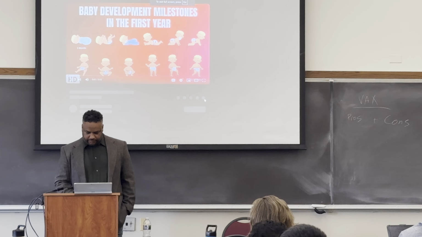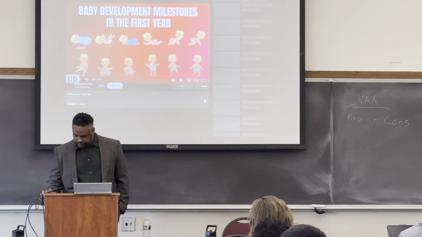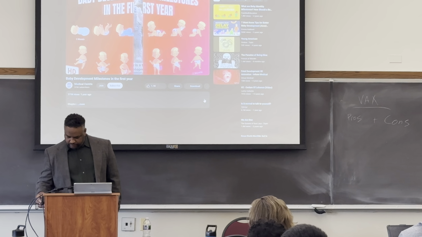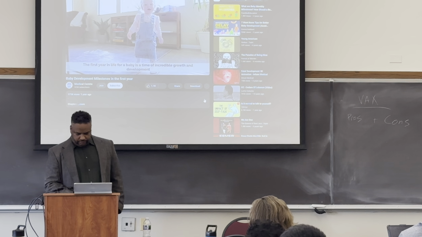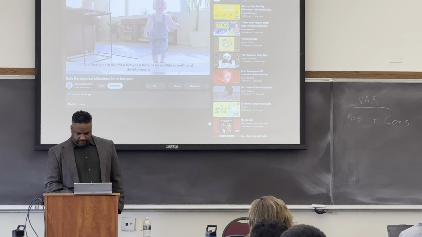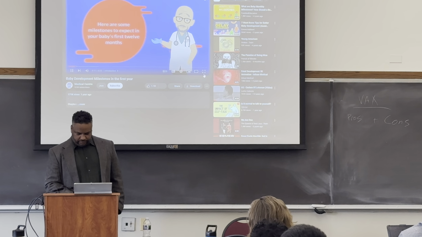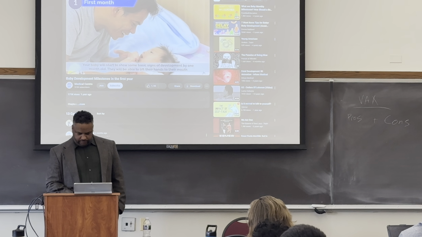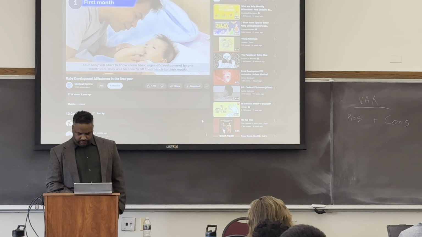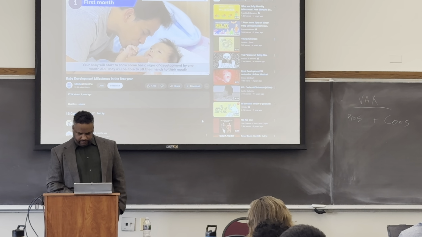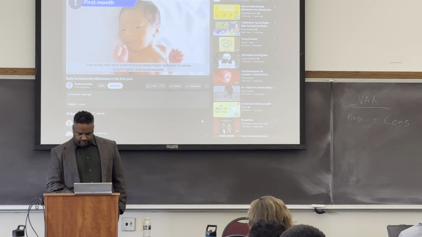Today's video topic is baby development milestones in the first year. The first year of life for a baby is a time of incredible growth and development. Here are some milestones to expect in your baby's first 12 months. First month, your baby will start to show some basic signs of development by 1 month old. They will be able to lift their hands to their mouth. Your baby will also start to have some basic reflexes to bright lights and loud sounds.